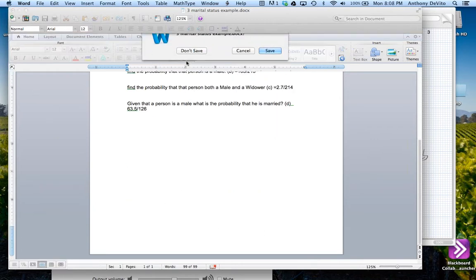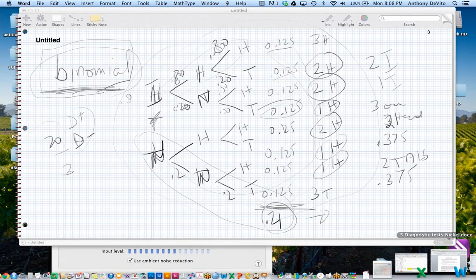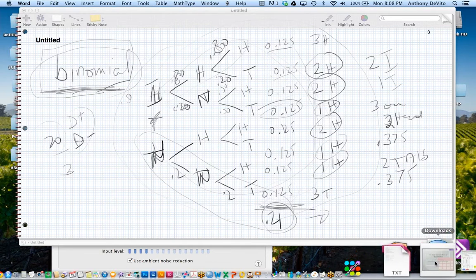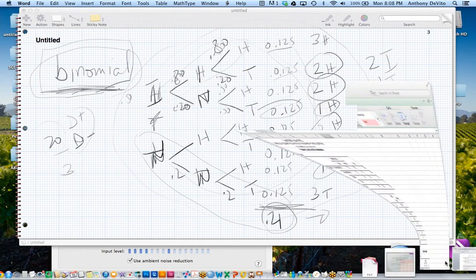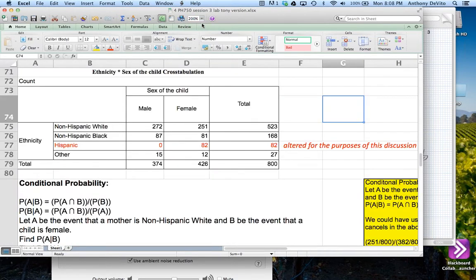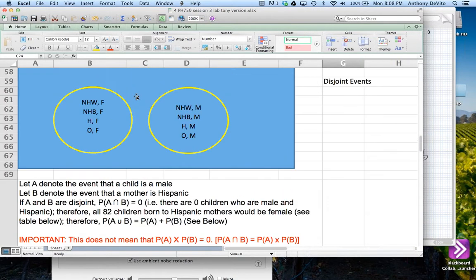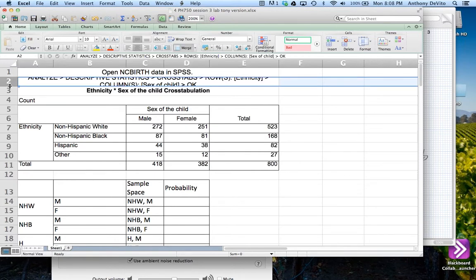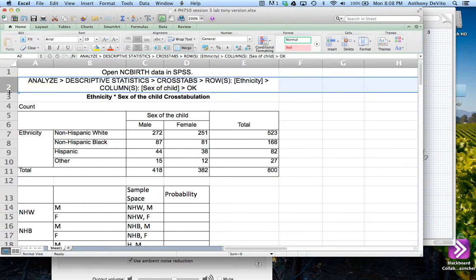Like I said, this is available on Blackboard if you want to download it. Let me see. I'm going to open up this Excel spreadsheet. This Excel spreadsheet was produced by Ali, the lab instructor for sections one and two.